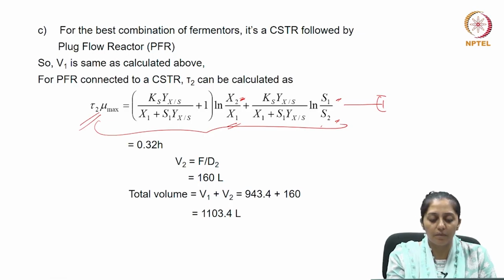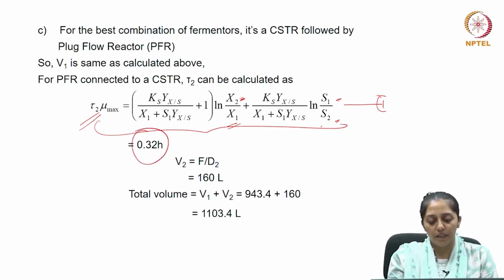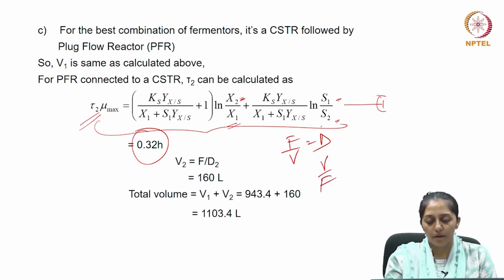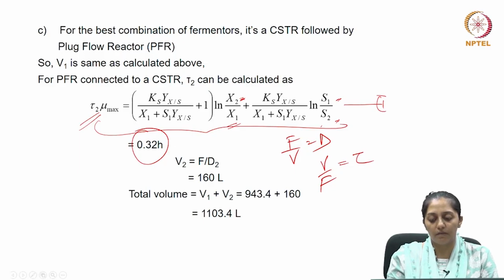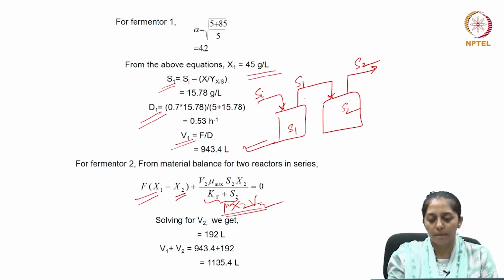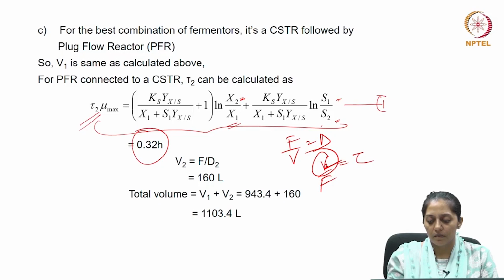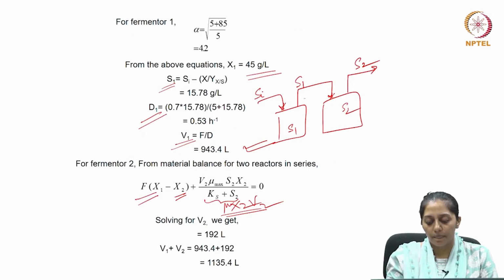Once we know the residence time in the second reactor, which is V by F, we can calculate the value of V2 as we know F. So, total volume will be the volume of the CSTR as we had determined here plus the volume of the second reactor. So, you can see that it has reduced from the combination of two CSTRs.